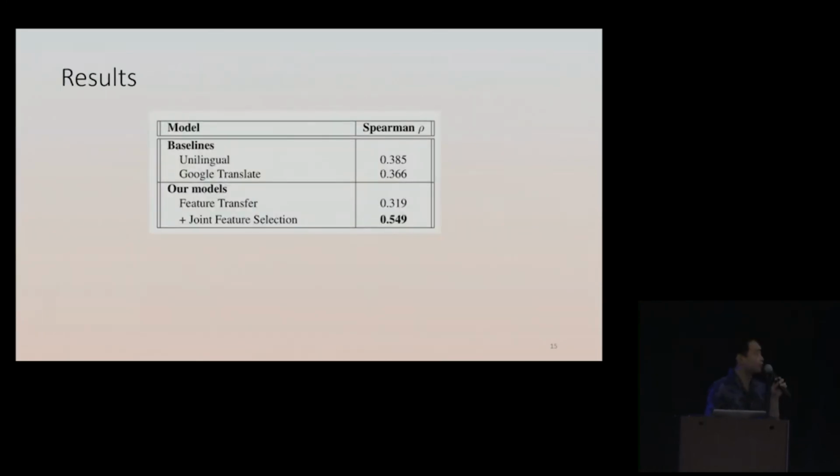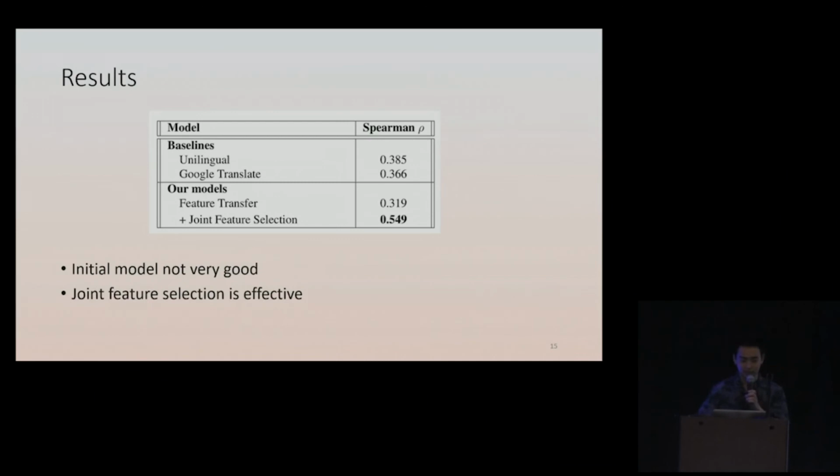So here are the results that we have. On top we see the baselines, which perform around 0.3-something, and then the initial feature transfer model does worse than the baselines, so it's not very good. But joint feature selection is effective: if we eliminate the noisy features and we're left with the more useful features that can be reconstructed, then we get a result that significantly beats the baselines.